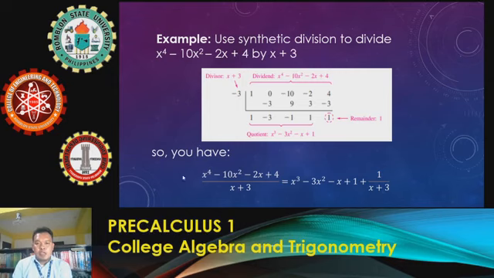So lalabas, ang final answer natin will be x raised to 4 minus 10x squared minus 2x plus 4 all over x plus 3 is equivalent kay x cube. Ito, 1 kasi siya. So parang mag-uumpisa lang, babawasan mo lang yung exponents, no? So 1 siya. So x cube, then negative 3x squared, then negative x plus 1, plus itong 1 ulit dito, over ng divisor natin. No? 1 over x plus 3.